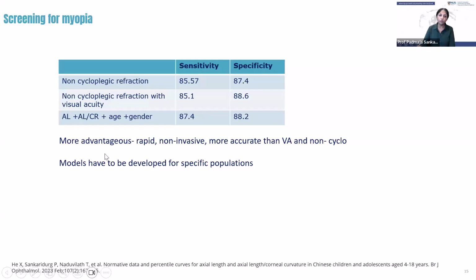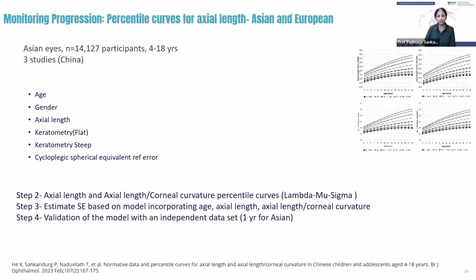What we also know is that we have to develop these models for specific populations because we see that there are ethnic differences in terms of what we are seeing with axial length. So that's with respect to detection of myopia. What about utilizing axial length values to monitor the progression of myopia?